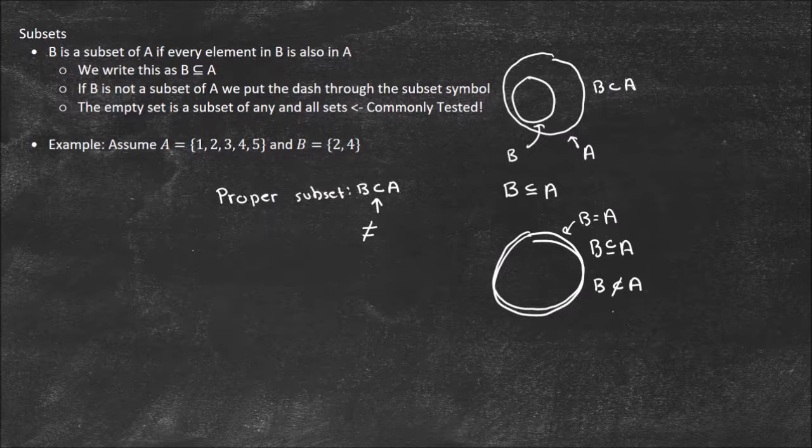Okay, so the empty set, another important part is if B is not a subset, we put the dash through. That's what I just did with this proper subset, so hopefully that makes sense. And the third thing I want to talk about is the empty set is a subset of any and all sets. This is a really important thing to know. So empty set is a subset of everything.